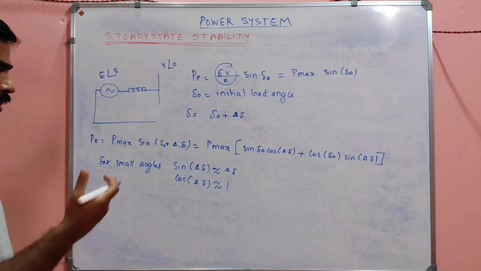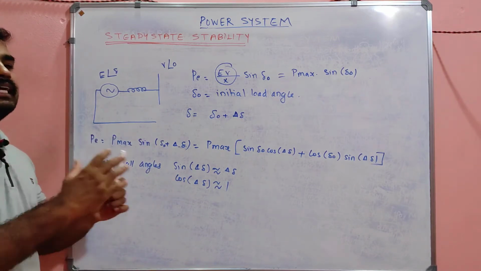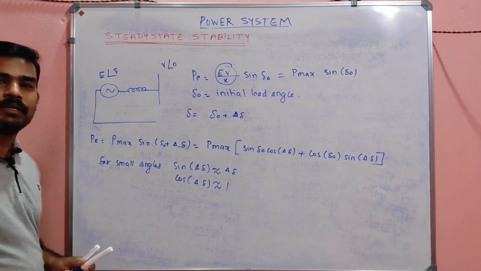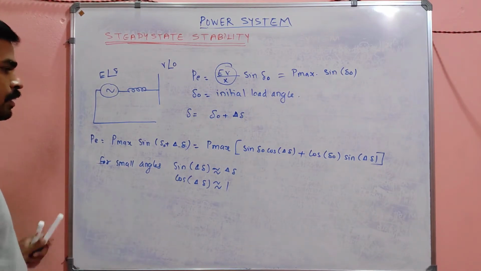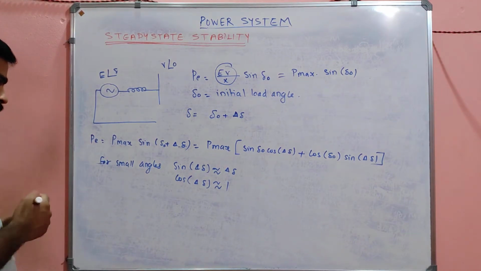We know that for this trigonometric or angle identity, for small values of theta, sine theta will be nearly equal to theta, and for small values of theta, cos theta will be equal to 1. Is it clear? So I can substitute the value there.